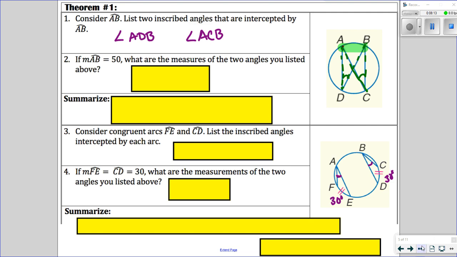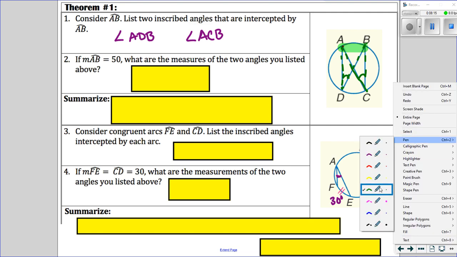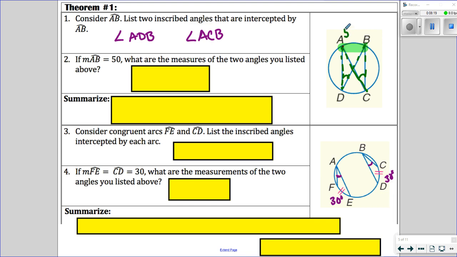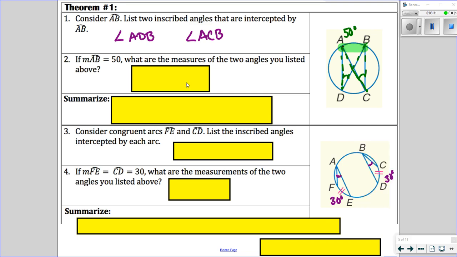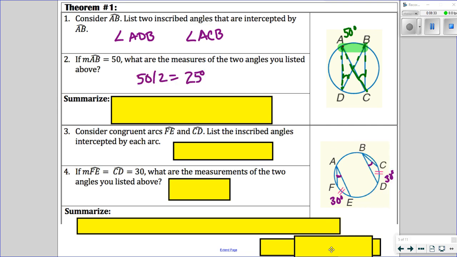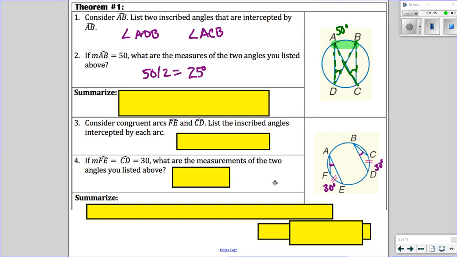If arc AB were 50, they want to know what would be the measure of the 2 angles listed above. So if the intercepted arc is 50, in order to find the inscribed angle, it would be half of that. So you divide 50 by 2, and you get 25 degrees. And that's it.